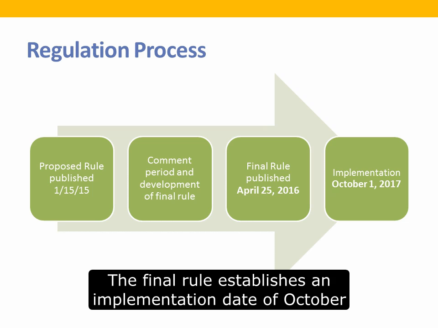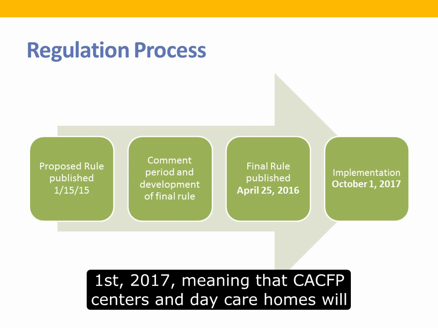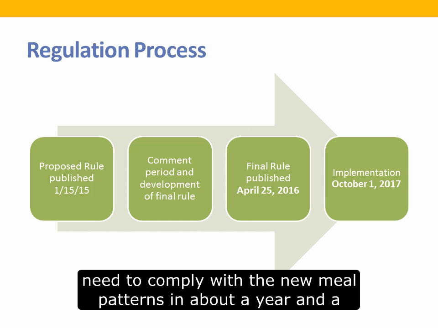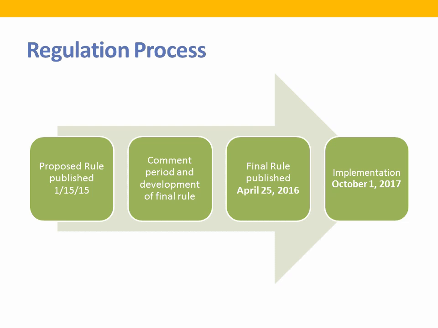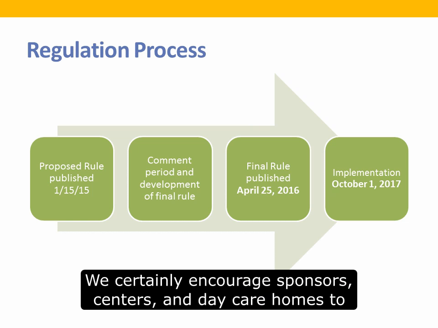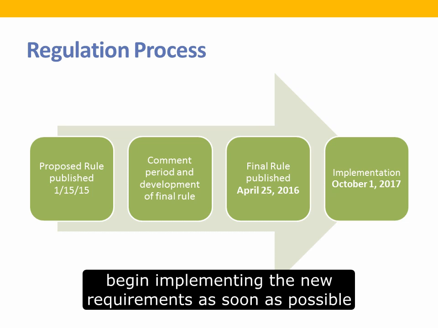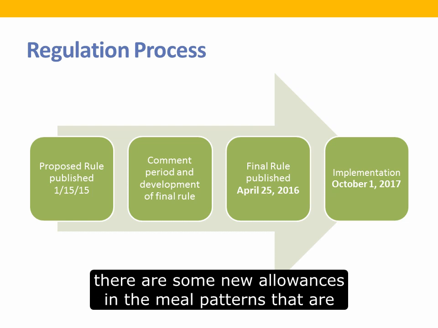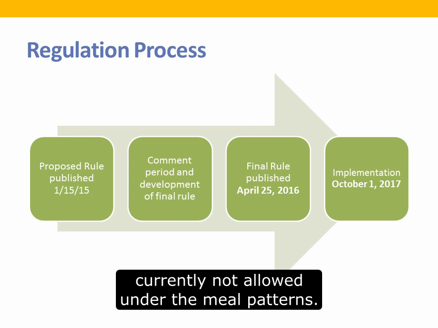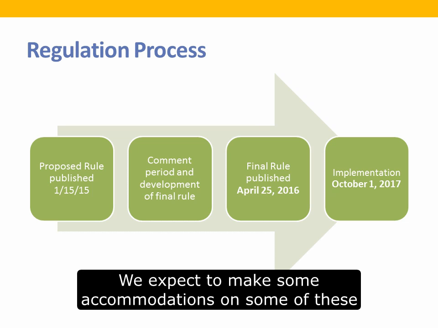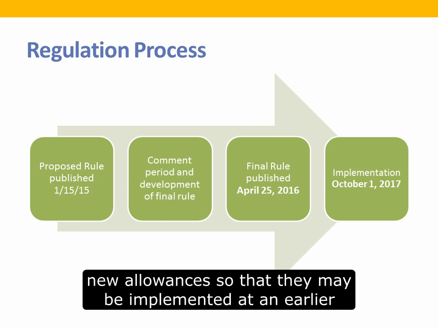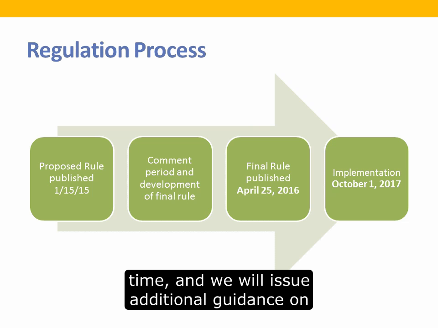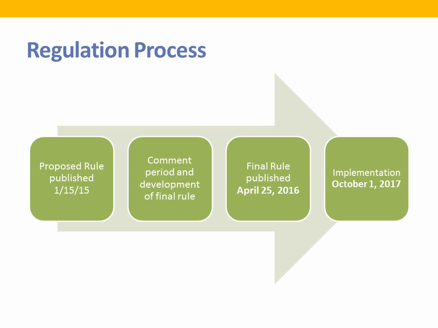The final rule establishes an implementation date of October 1st, 2017, meaning that CACFP centers and daycare homes will need to comply with the new meal patterns in about a year and a half from now. We certainly encourage sponsors, centers, and daycare homes to begin implementing the new requirements as soon as possible and as feasible, whatever is feasible for them. As I go through the new requirements, you'll see that there are some new allowances in the meal patterns that are currently not allowed under the meal patterns. We expect to make some accommodations on some of these new allowances so that they may be implemented at an earlier time, and we'll issue additional guidance on that soon.